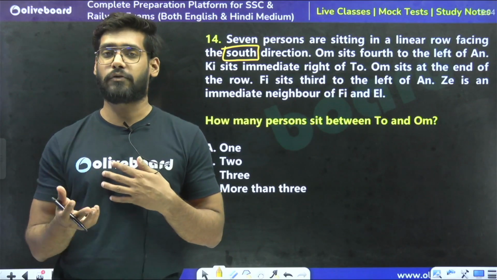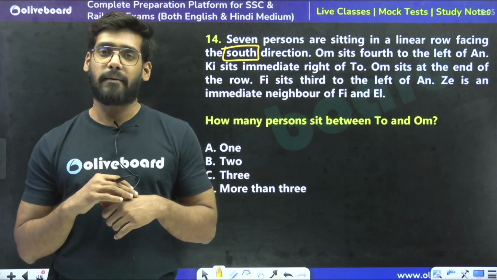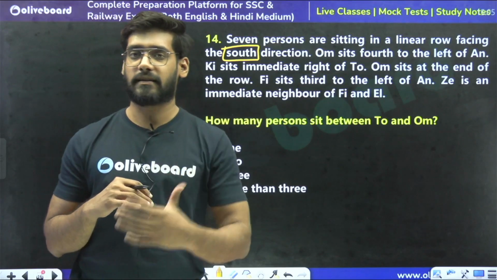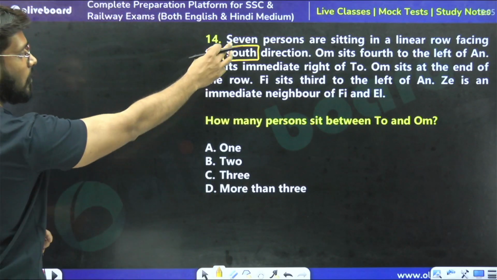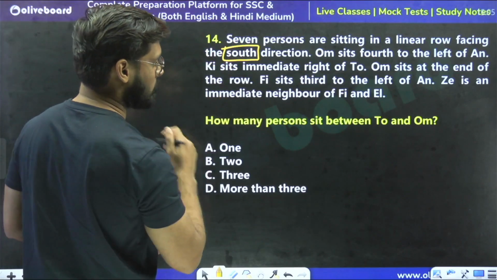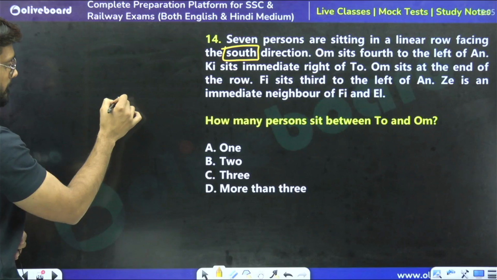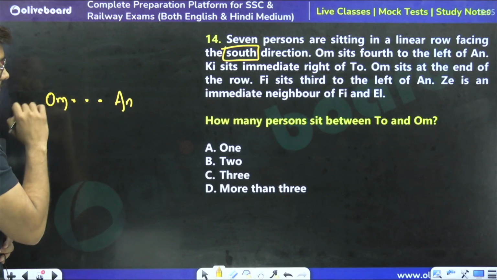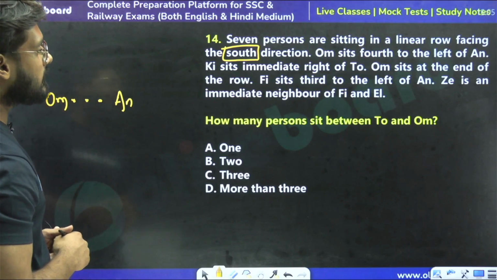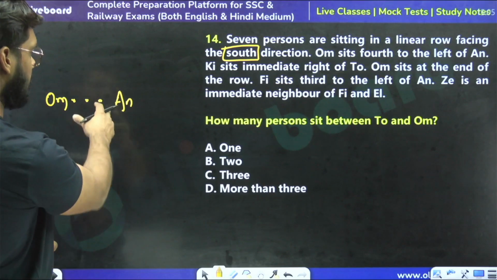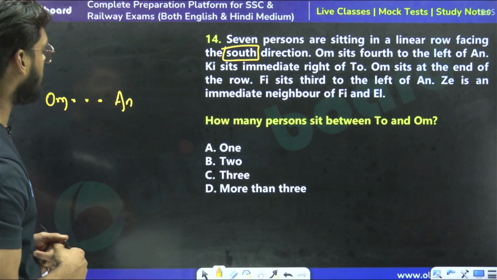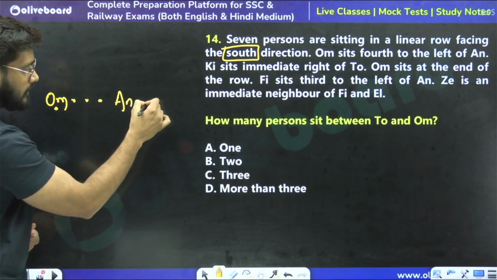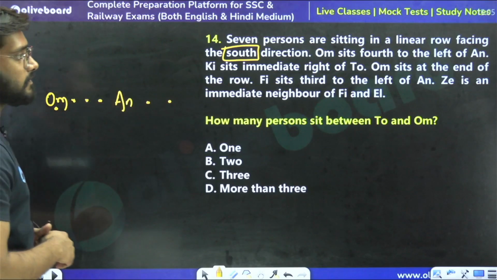Trust me, or if you don't trust me, you can try it yourself by making all the persons sit facing south and then match your answer with my answer. You will get the same answer, right? So I am considering all these 7 persons facing north. Om sits 4th left of An. 1, 2, 3, 4. Ki sits immediate right of To, which we cannot connect right now. Om sits at the end of the row. If Om is at the end of the row, then 1, 2, 3, 4, 5, 6 and 7 will be seated like this.